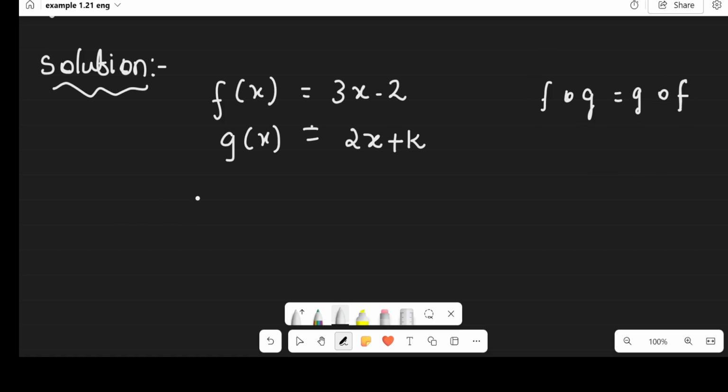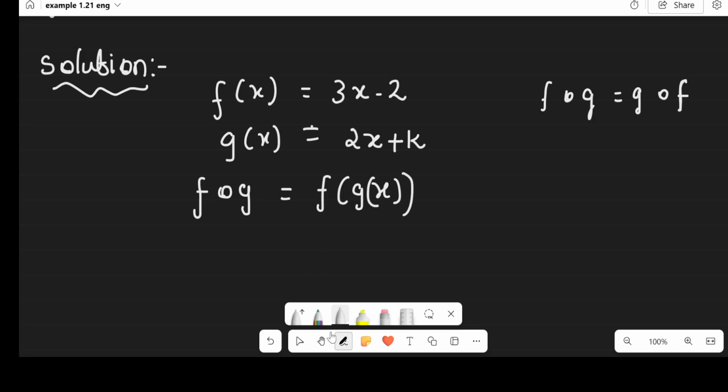Now, for finding f of g, what's the expansion of this f of g? We can write f of g as f of g of x. This is the expansion of f of g. If you check out example 1.19, the concept of composition of function is there. This f of g comes under the composition of function. So if you check out that video, this problem will be very easy for you.